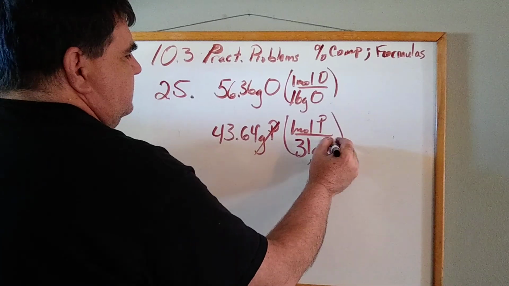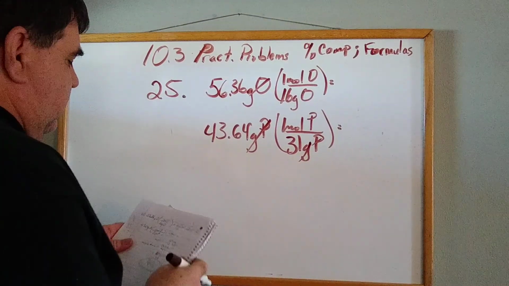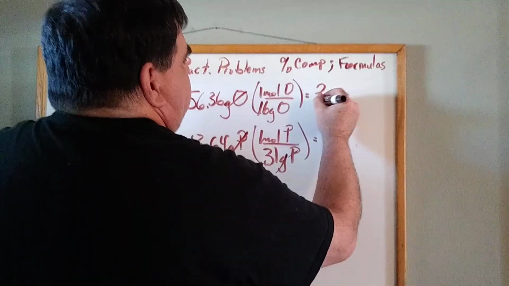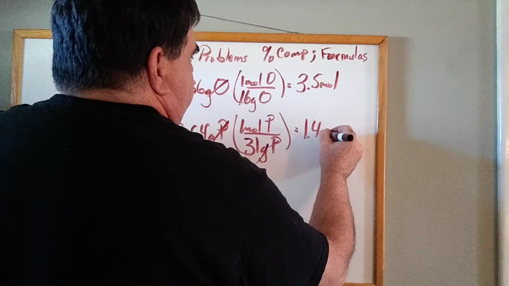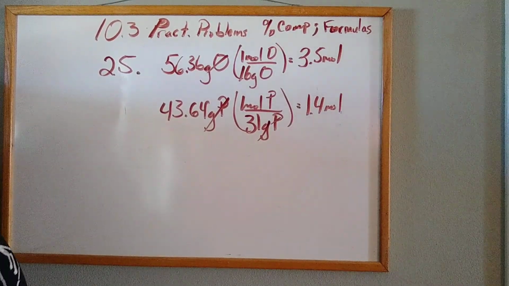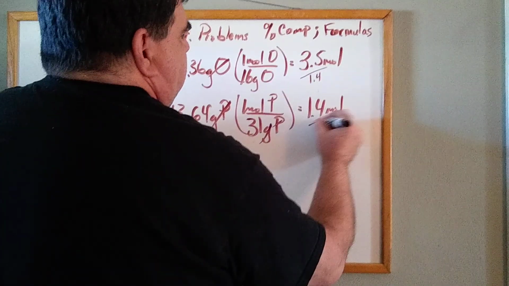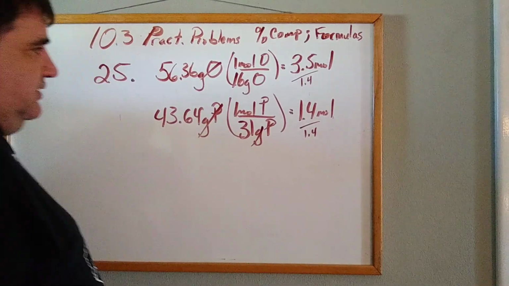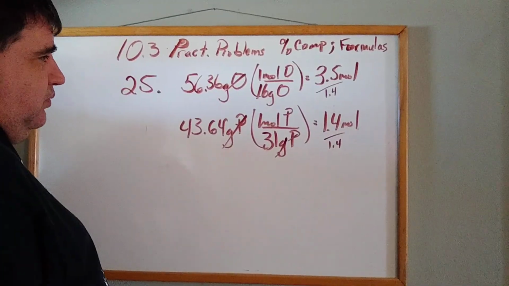Grams of phosphorus cancel out. This gives us our molar equivalent. In this case, we get 3.5 moles and 1.4 moles. So we do what we are supposed to do when we get the empirical formula. Divide by the lowest value, 1.4. Divide by 1.4. It's always a good thing. It's not a bad thing to write in there. I know what you're doing if you put that in your work.